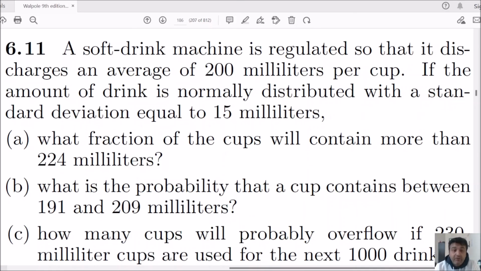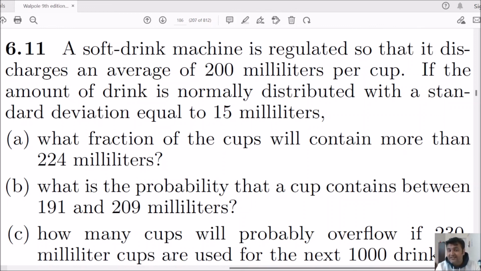So here is the last question. A soft drink machine is regulated so that it discharges on an average 200 milliliters per cup. And the amount of drink is normally distributed with a standard deviation equal to 15 milliliters, so sigma is given to you and average mu is given to be 200. What fraction of cups will contain more than 224 milliliters? I will give you the hint for this. You want to find the probability of x greater than 224, which is 1 minus probability of x less than or equal to 224.